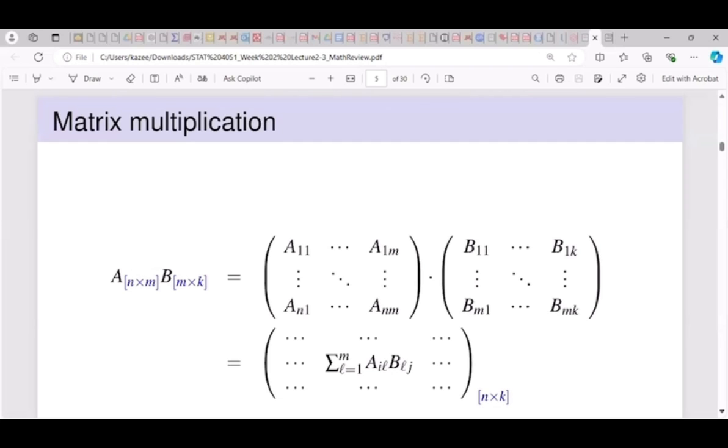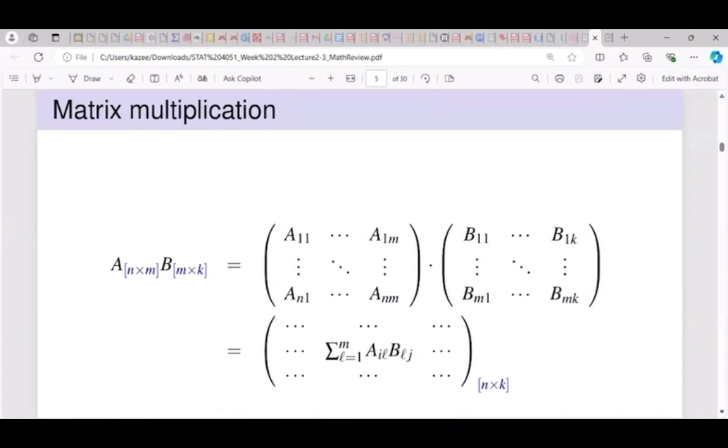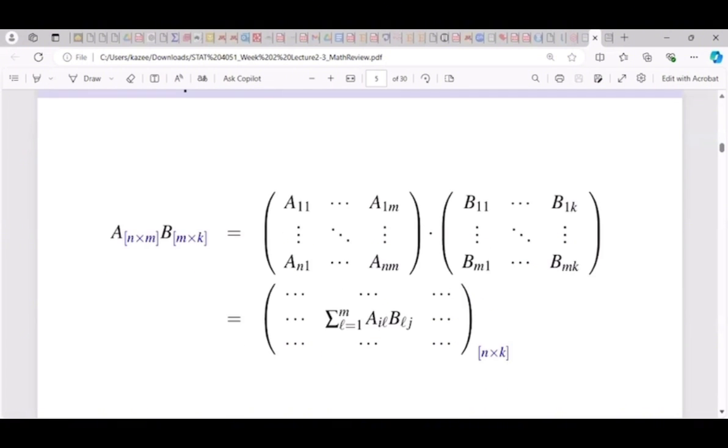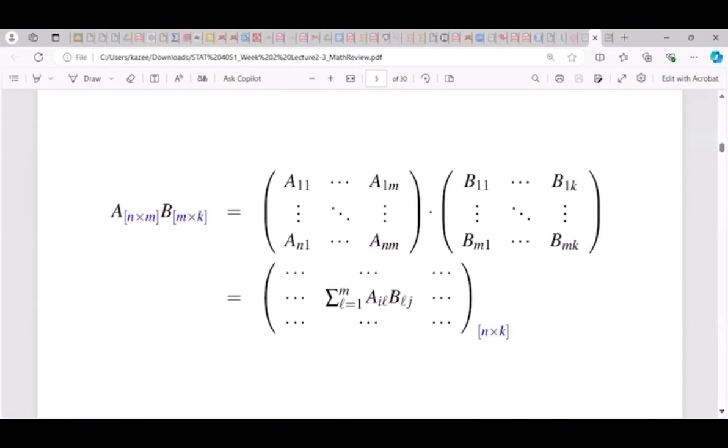Multiplication of matrices is very, very crucial. You can see here I have a matrix A of dimension n by m. The first n represents the rows, and the m represents the number of columns. And we take a look at B.